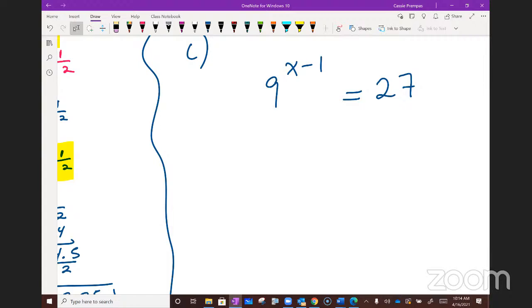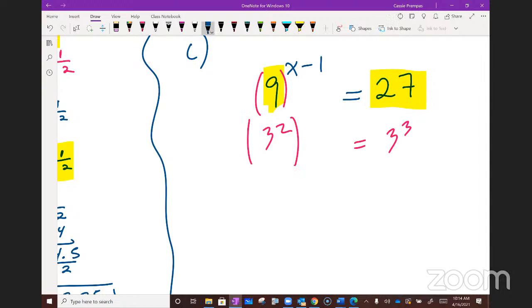All right, guys, some of us are a little stuck. Some of us figured out what is the base. Let's see here. Emily, can you tell me what base did the number 9 and 27 share? 3. 9 is the same as 3 squared. 27 is the same as 3 cubed. So if I replace 9 with 3 squared, I have 3 squared to the x minus 1 equals 3 cubed.